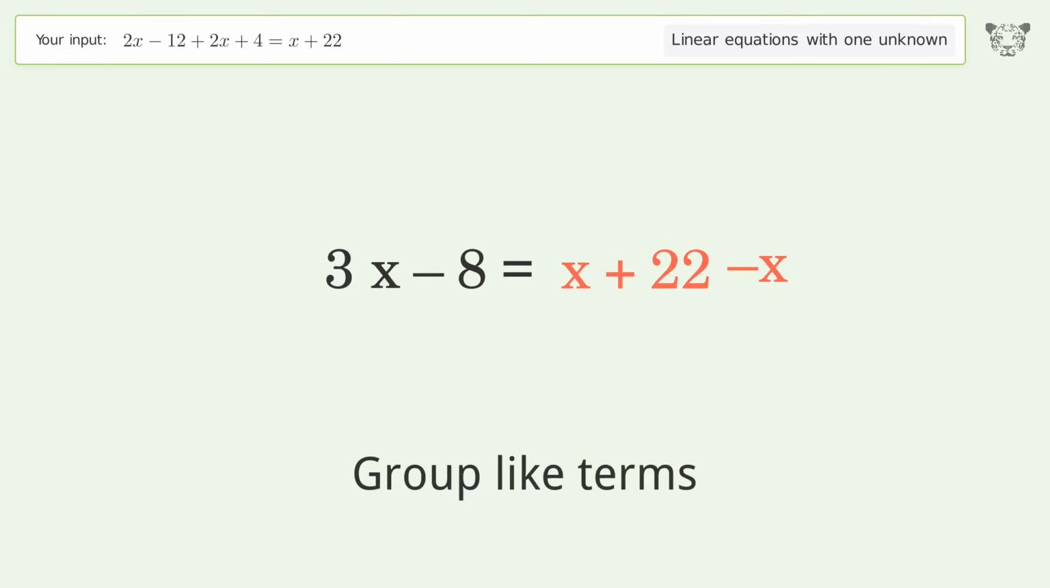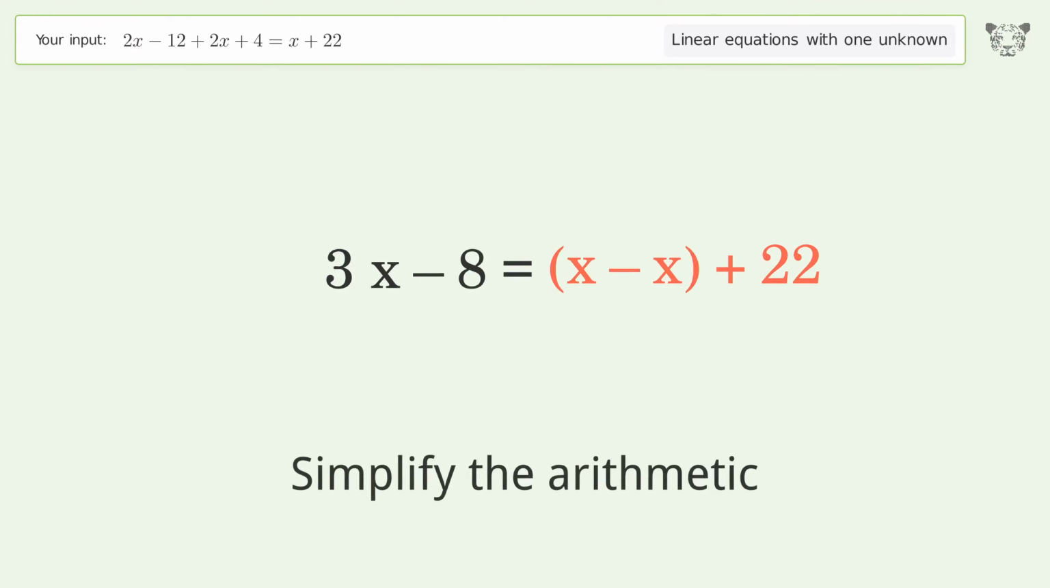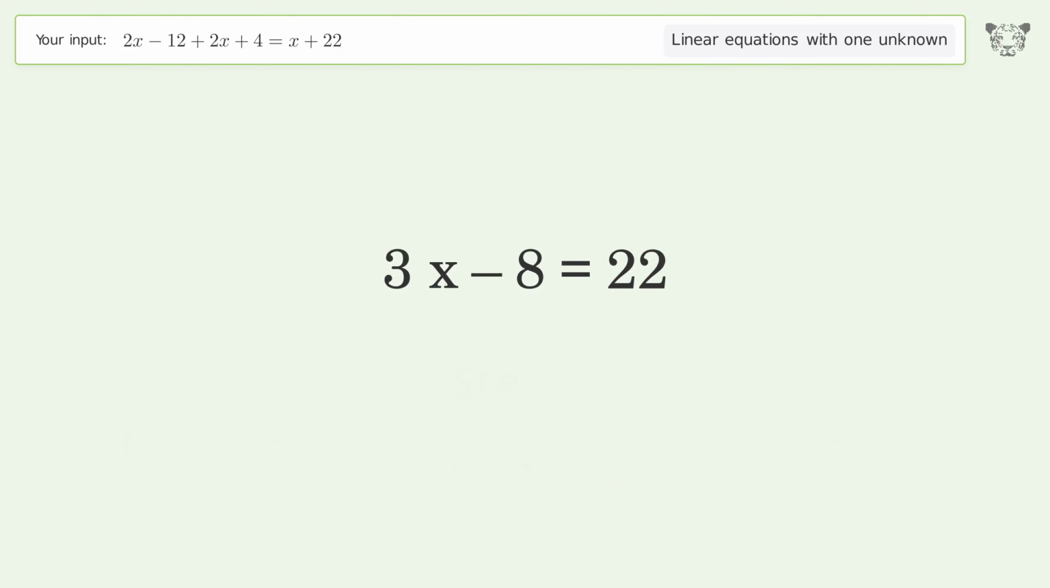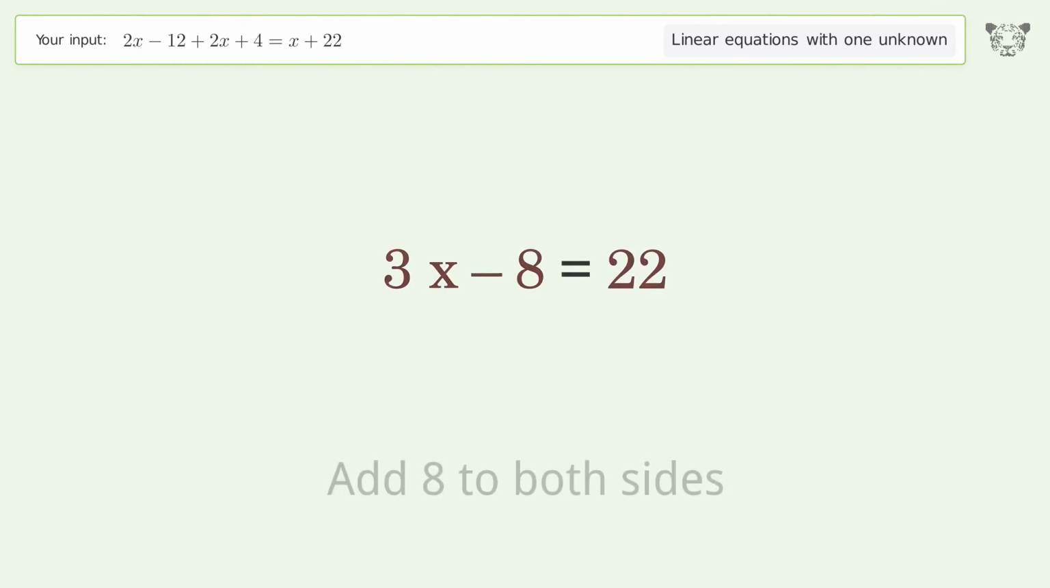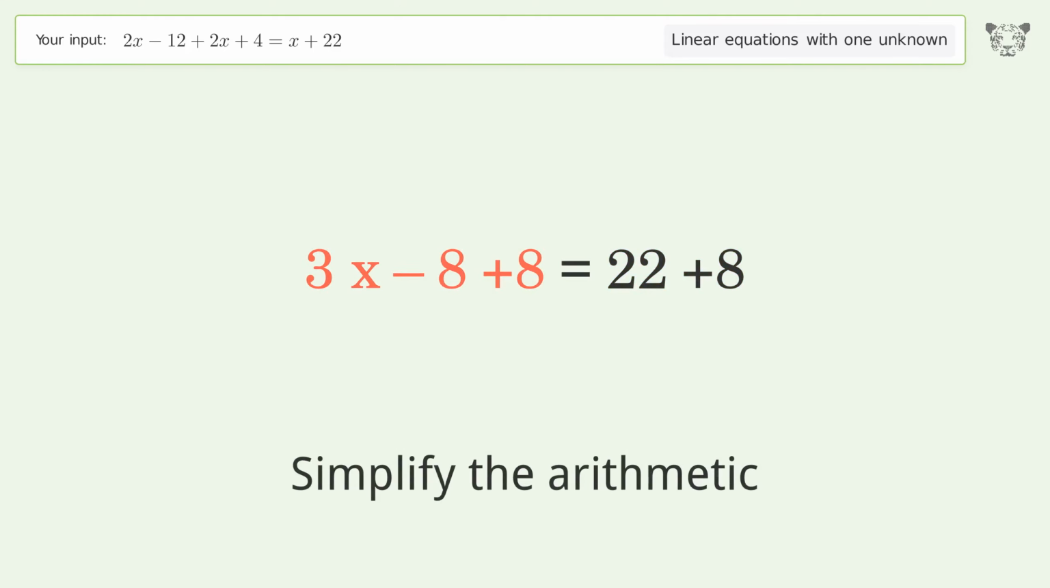Group like terms. Simplify the arithmetic. Group all constants on the right side of the equation. Add 8 to both sides. Simplify the arithmetic.